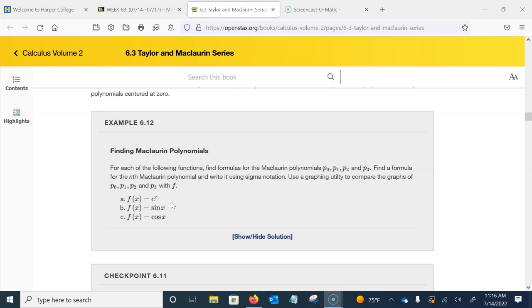So in all of these, the coefficient c sub n is going to be the nth derivative evaluated at 0, which is just 1, divided by n factorial. So C0 will be 1 over 0 factorial. C1 will be 1 over 1 factorial. C2 will be 1 over 2 factorial, etc. So let's look at that for the first one.